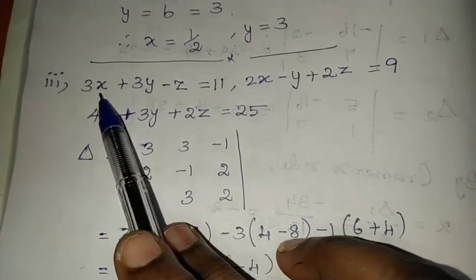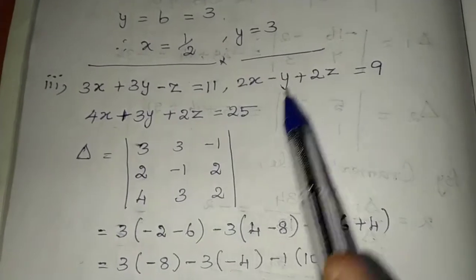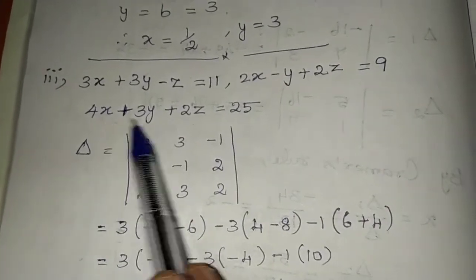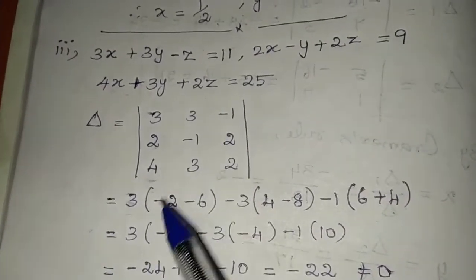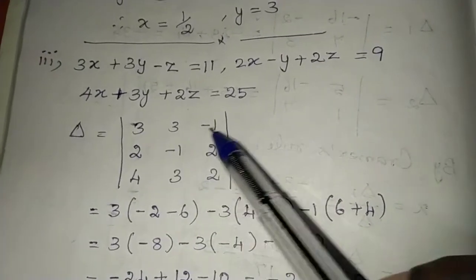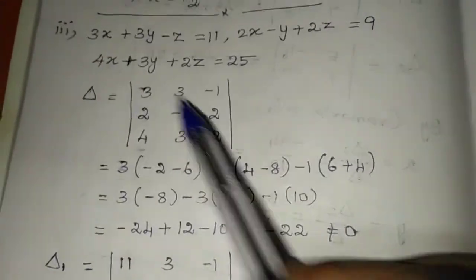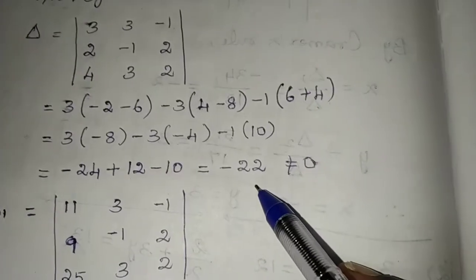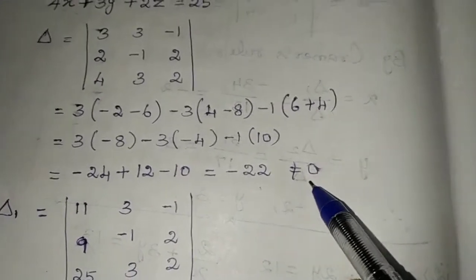Third sum, 3 equations given. Delta equal to, write the coefficients: 3, 3, minus 1, 2, minus 1, 2, 4, 3, 2. Simplify using the first row. Expanding by the first row, we get the answer is minus 22, not equal to 0.